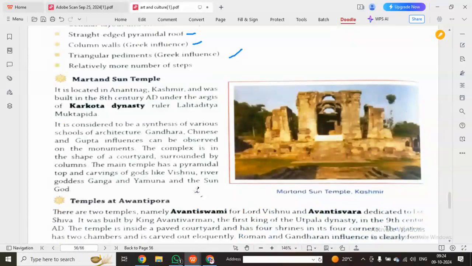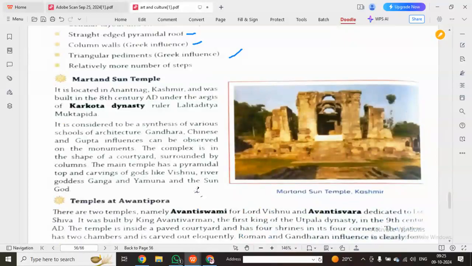This is located in Anantnag district of Kashmir, built in the 8th century by the Karkota dynasty, Lalitaditya Muktapida. It is considered to be the synthesis of various schools of architecture: Gandhara, Chinese and Gupta. So it is basically Gandhara plus Chinese plus Gupta.